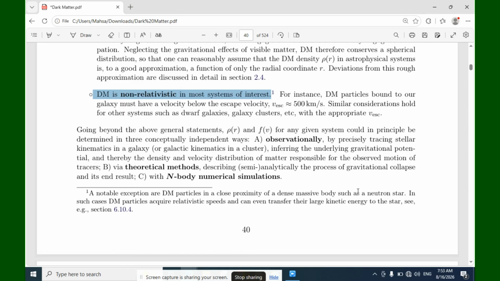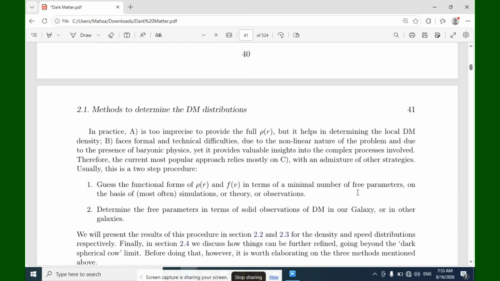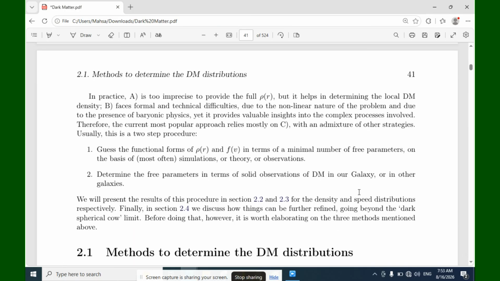See there, for example, section 6.10.4. In practice, A is too imprecise to provide the full ρ(r), but it helps in determining the local dark matter density, and B faces formal and technical difficulties due to the nonlinear nature of the problem and due to the presence of baryonic physics, yet it provides valuable insights into the complex processes involved. Therefore, the current most popular approach relies mostly on C with an admixture of other strategies.